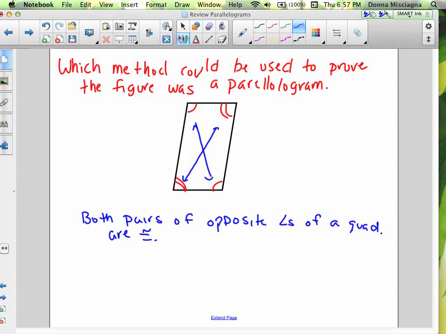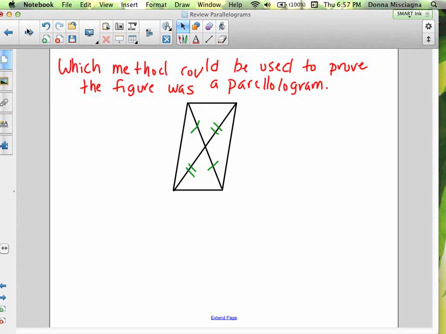Now it does take both. A kite has one pair of opposite angles that are congruent. So we do have to have both, but in this case we have both. Which method could be used to prove the figure was a parallelogram?